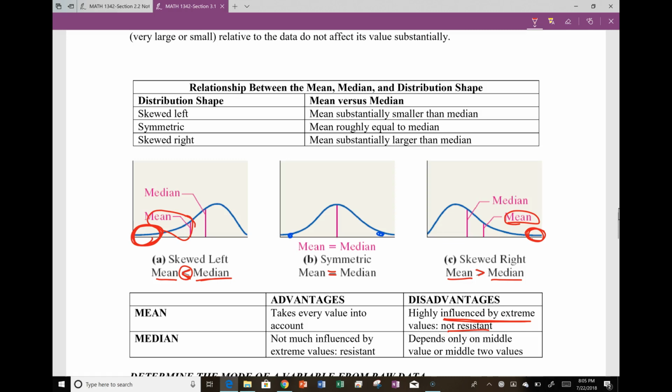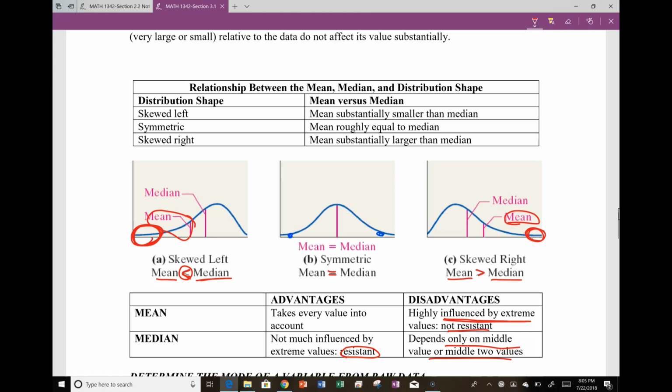But the median, it's resistant. So it's not dependent on all of the data. It just looks at your middle values. The disadvantage is it looks at only one or two values. So the advantages and disadvantages of mean and median are kind of the same depending upon how you look at them. Are they a good or a bad thing?